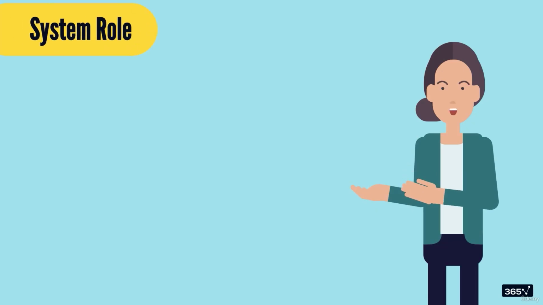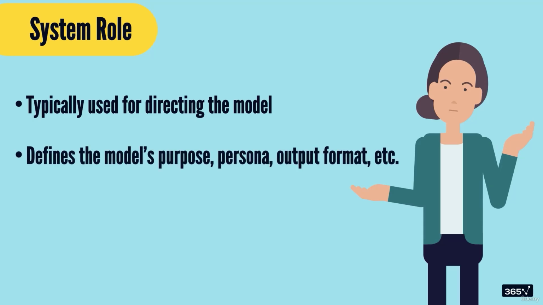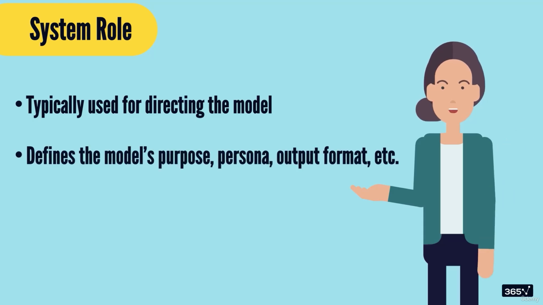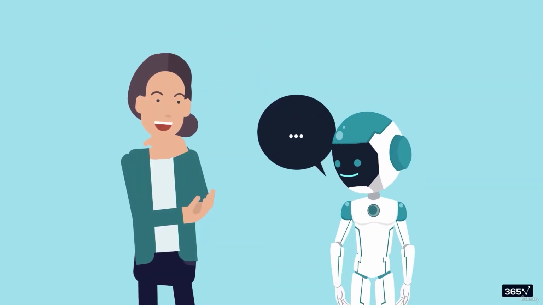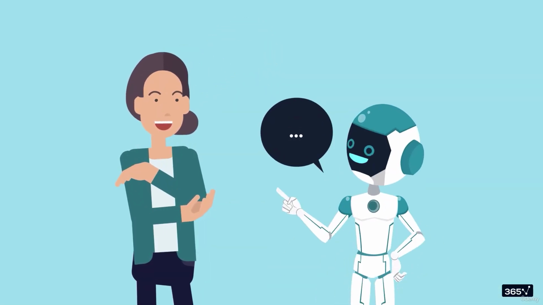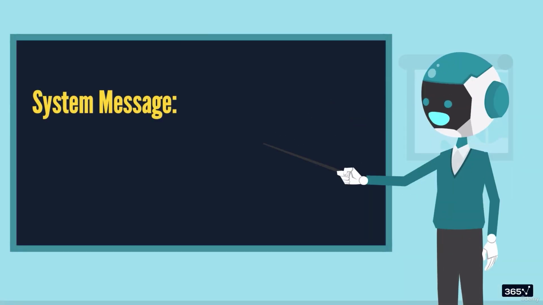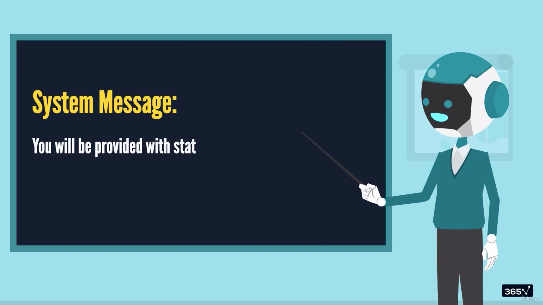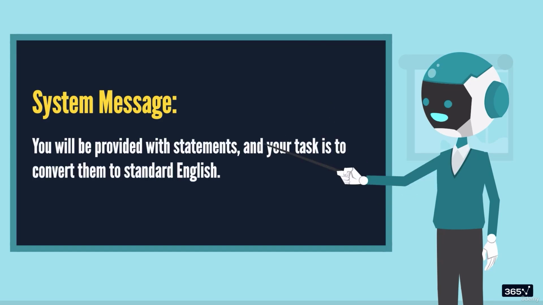The system role is typically used for directing the model. It defines the model's purpose, persona, output format, and any other necessary instructions. Providing the bot with a system message guarantees a better response for your specific use case. For instance, if you were to create a grammar corrector, an appropriate system message would be, "You will be provided with statements, and your task is to convert them to standard English."